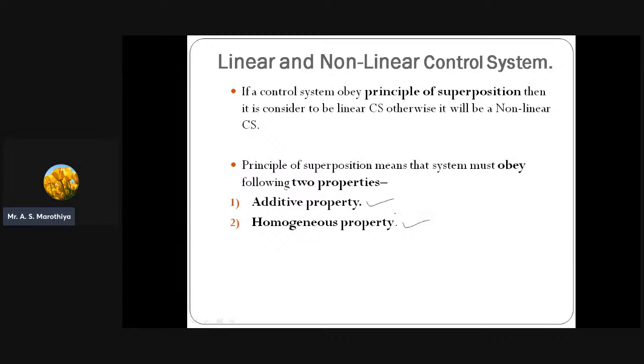That means if a system is obeying the additive property and obeying the homogeneous property, it is going to follow the principle of superposition. And if it follows the principle of superposition, by default that system is going to be a linear control system. If it is not, then we can treat that particular system as a non-linear control system. This is very important. Now let us try to understand the significance of this additive property and homogeneous property in terms of pure mathematics.